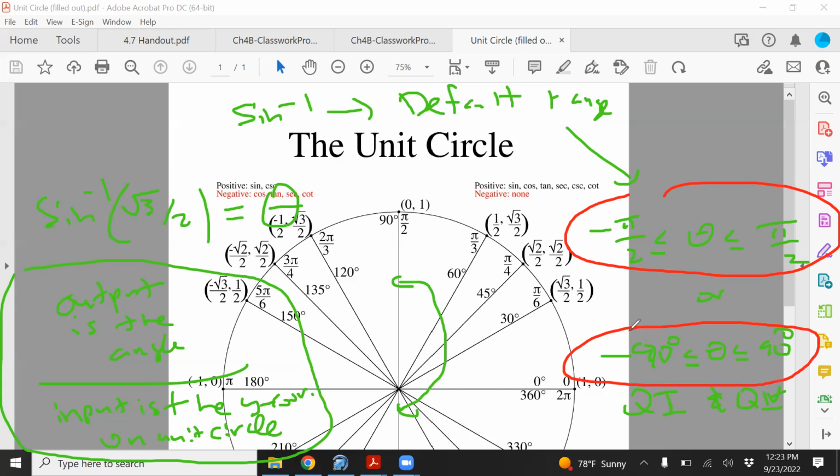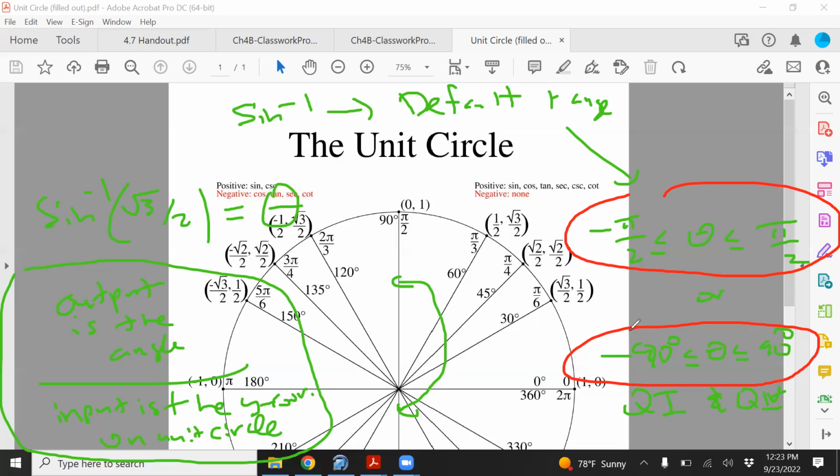Because there are multiple answers it could have. When you go from negative 90 to 90, that covers all the y coordinates. Let's think about this. What's the lowest y coordinate in the unit circle? Negative 1. What's the highest y coordinate? 1. That's why that's my default range. That encompasses all y coordinates on the unit circle.